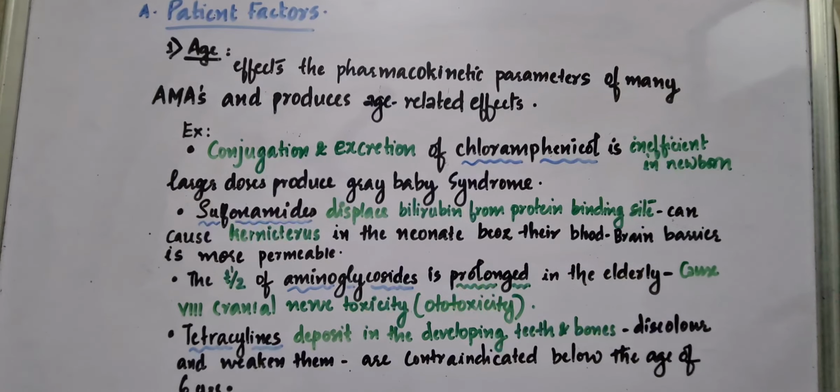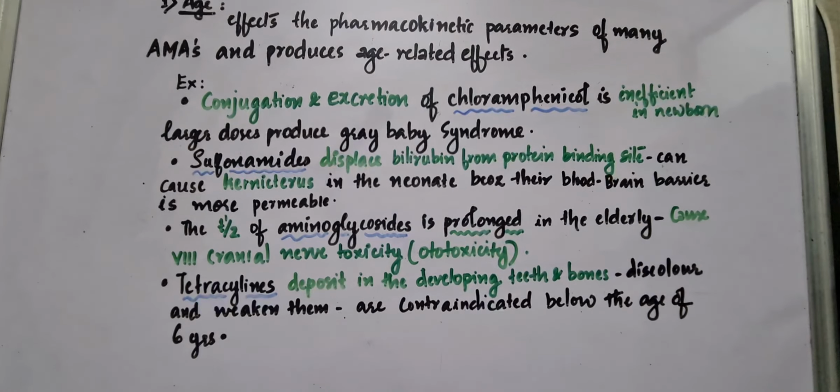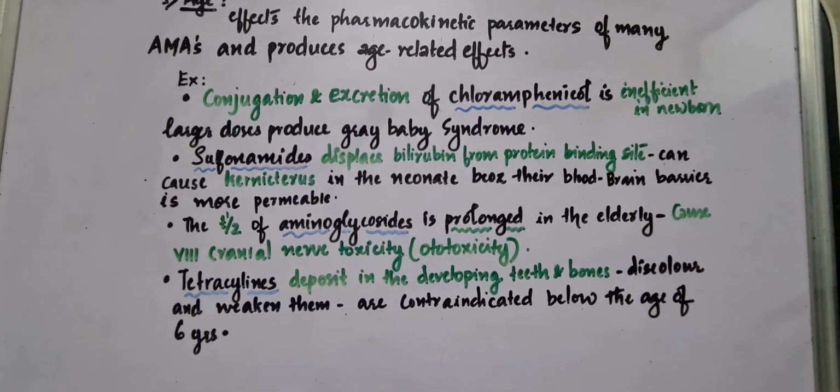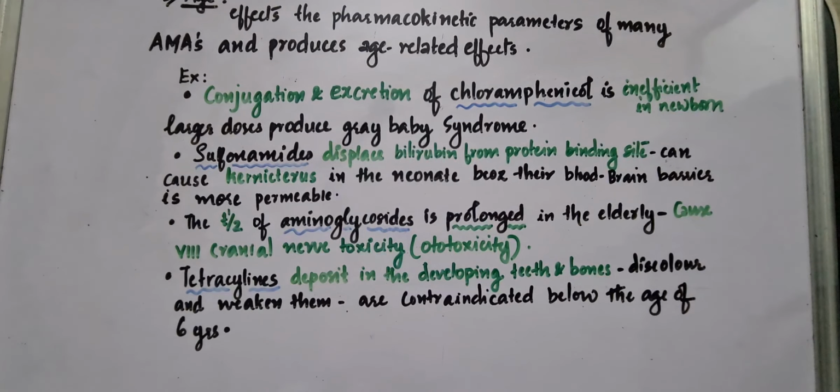Next is sulfonamides. Sulfonamides displace bilirubin from protein binding site, and it can cause kernicterus in the neonate because their blood-brain barrier is more permeable. Next example is the half-life of aminoglycosides is prolonged in the elderly, which causes 8th cranial nerve toxicity or ototoxicity. Tetracyclines deposit in the developing teeth and bones, which discolor and weaken them, and are contraindicated below the age of 6 years because they discolor and weaken the teeth and bones.